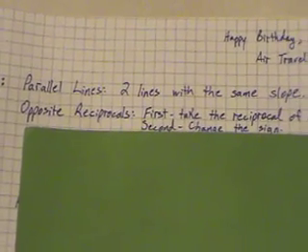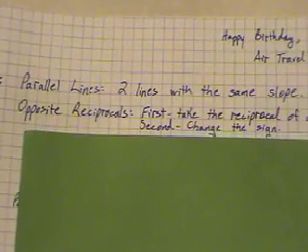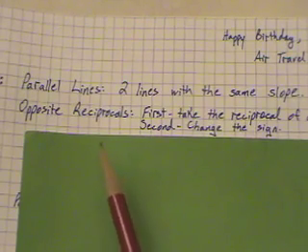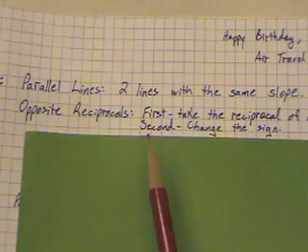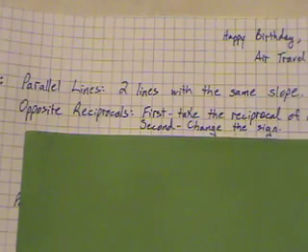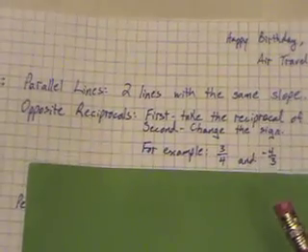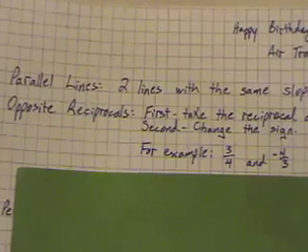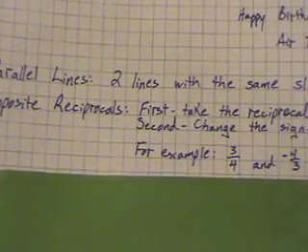Next vocabulary word you need is opposite reciprocals. There are two steps to finding an opposite reciprocal. First, take the reciprocal of a number. Second, change the sign. For example, 3/4 and -4/3 are opposite reciprocals.